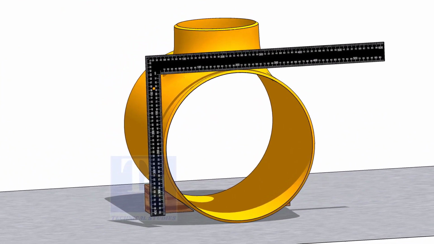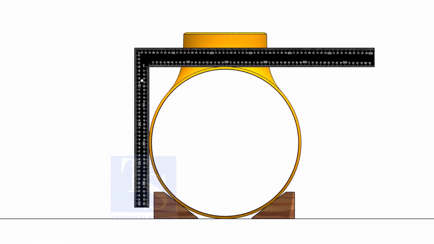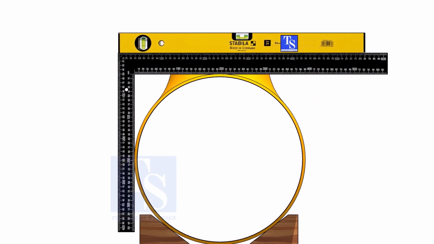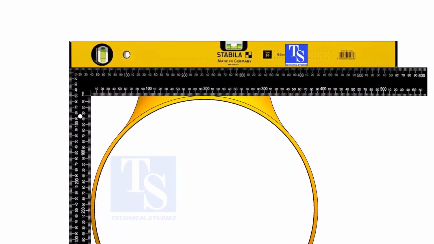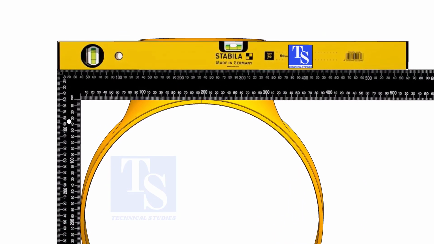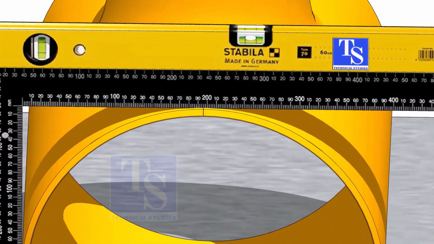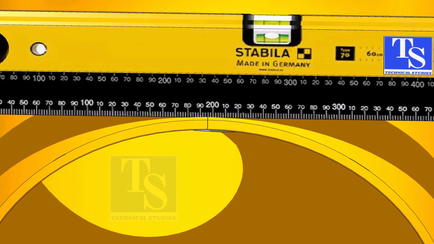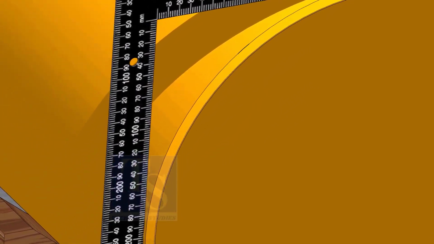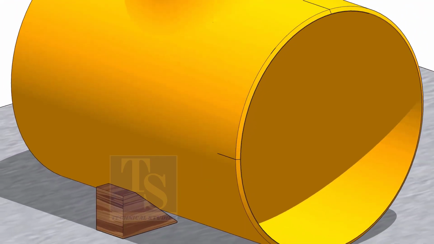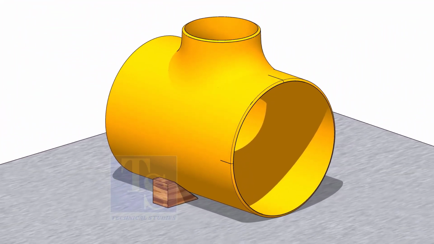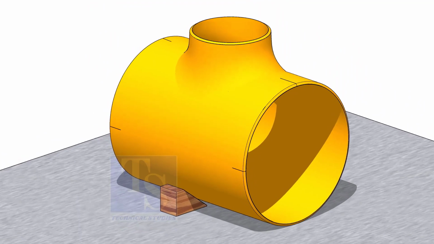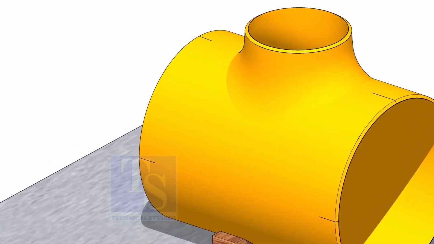Hold a right angle on the T, as shown. Put a level bottle on the top of the right angle and level it. Transfer the half OD mark on the pipe, on the top and the side. Repeat the marking on the other end of the T.